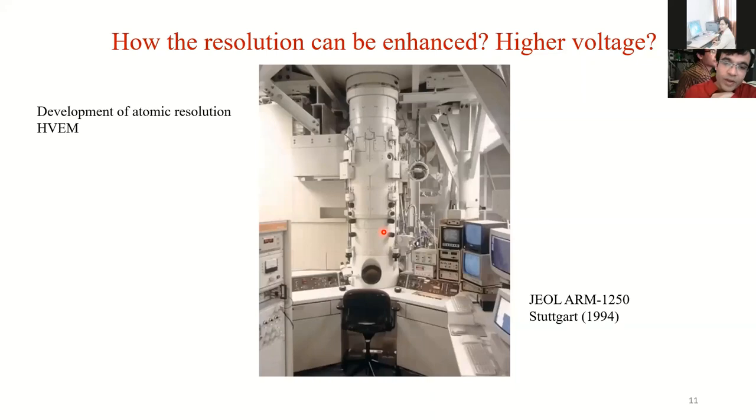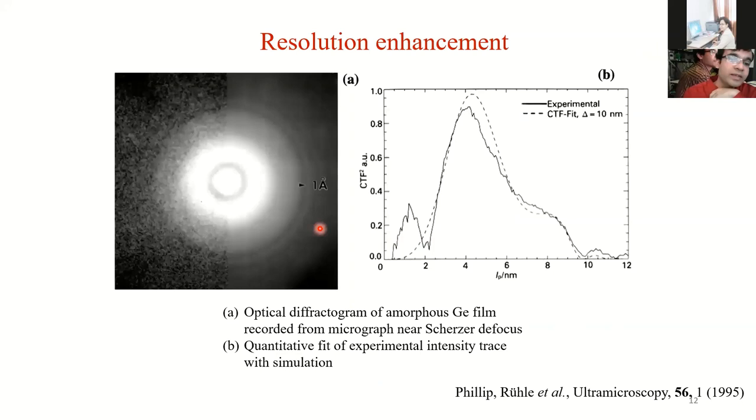When we employed this microscope, we just got 1 angstrom resolution. Here you can see the optical diffractogram of amorphous germanium, and this diffractogram is recorded at Scherzer defocus. You can see that we have just achieved 1 angstrom resolution. This is the contrast transfer function of the experimental result, and this is the simulation. Here is your first 0, at nearly 10 per nanometer, and you just got 1 angstrom resolution.